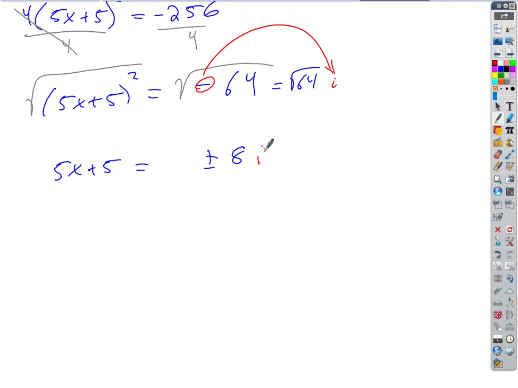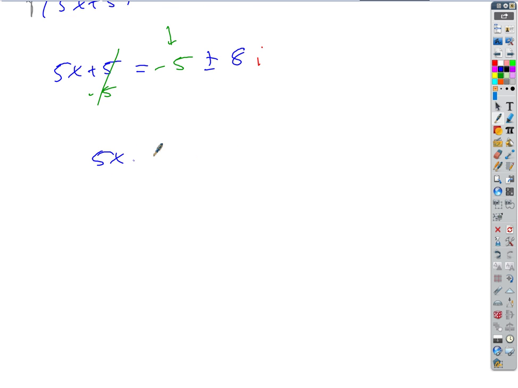Okay? Now what are the last two steps? Subtract 5. So I'll just put my -5 there. So I've got 5x equals -5 plus or minus 8i. Last step? Divide by 5. Now, what if I was dividing by a negative? If I was dividing by a negative, remember that when I have the plus or minus term, I never divide by a negative, just divide by a positive instead. It didn't work out that way this time.